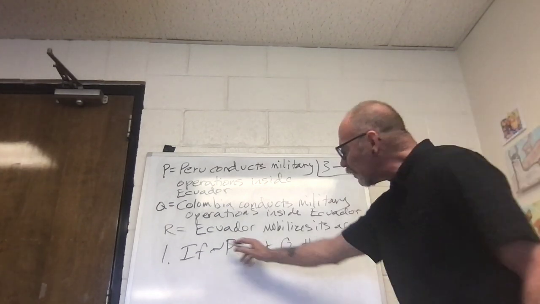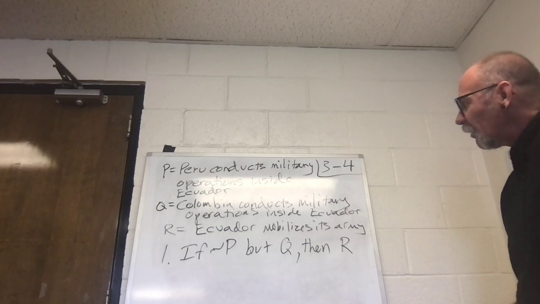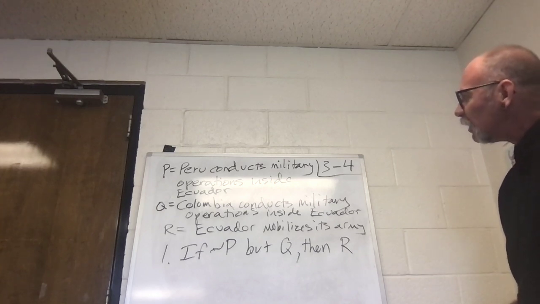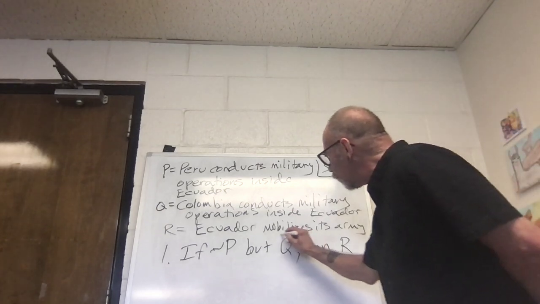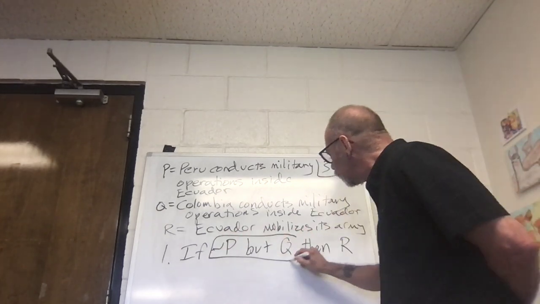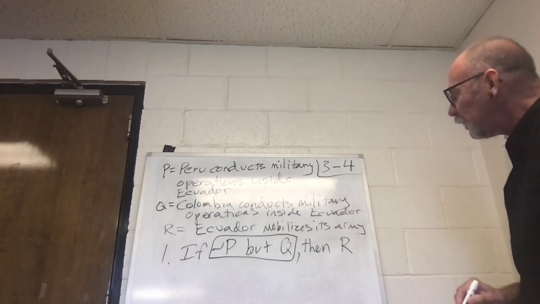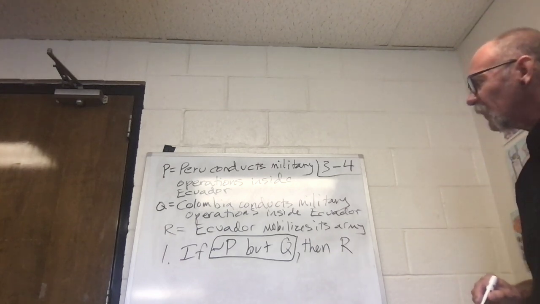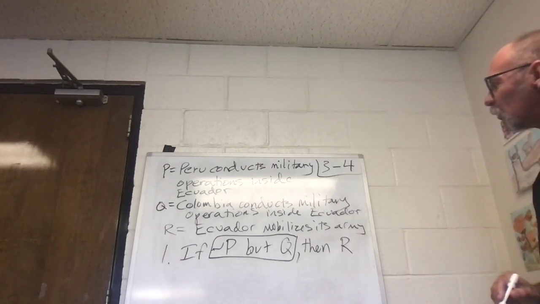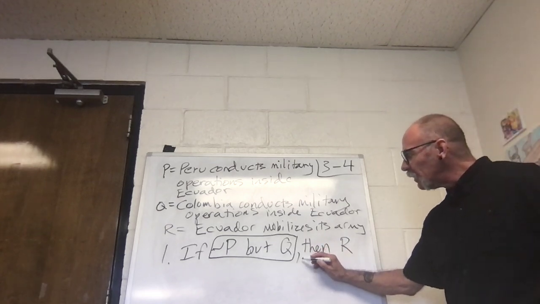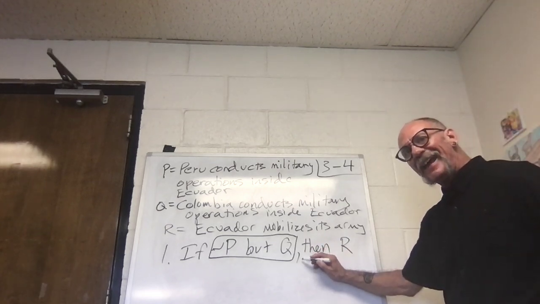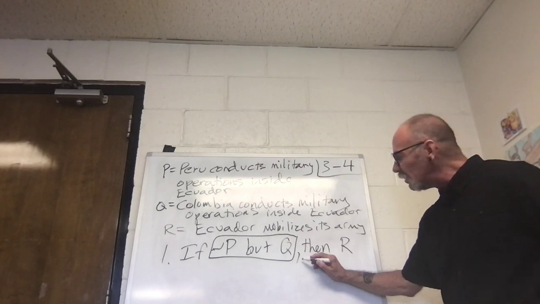So here's what we're going to work from to get our final translation. If negation sign P but Q, comma, then R. Well, let's start with negation sign P but Q. I've circled that for the moment just to indicate grouping. The comma here helps us understand the separation between the antecedent and consequent of this conditional.